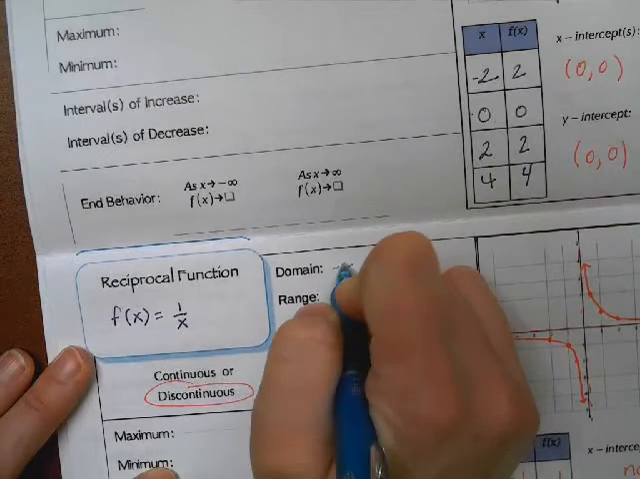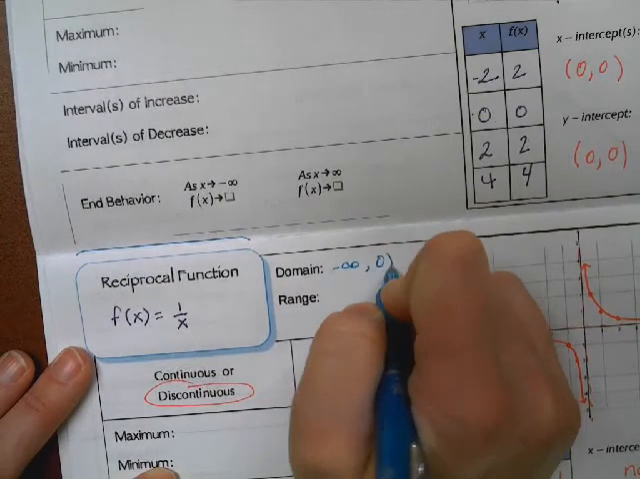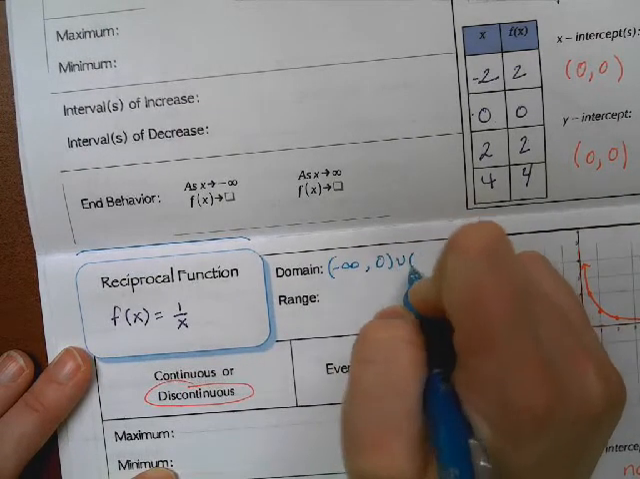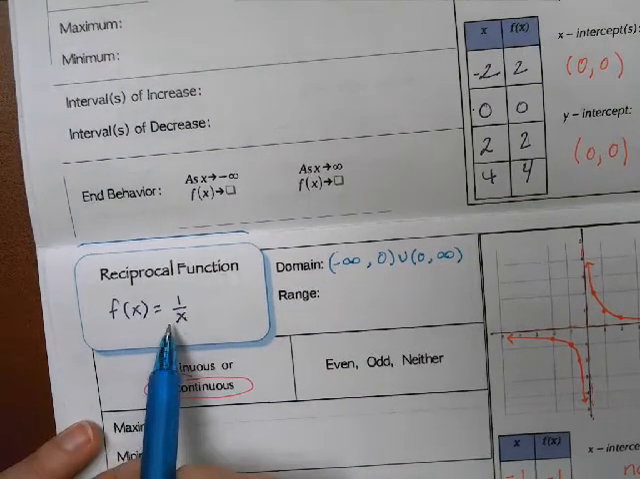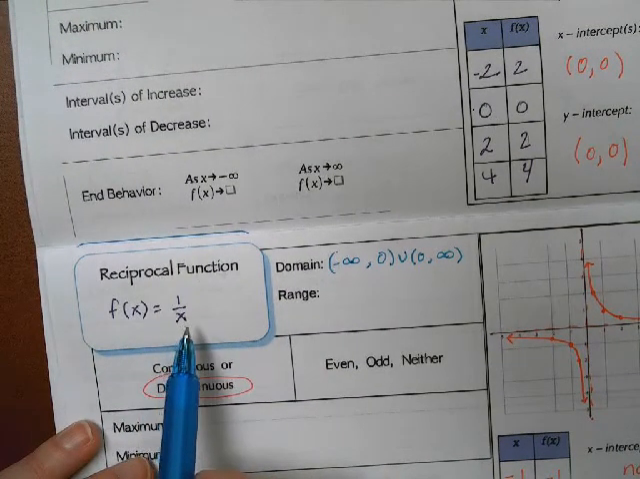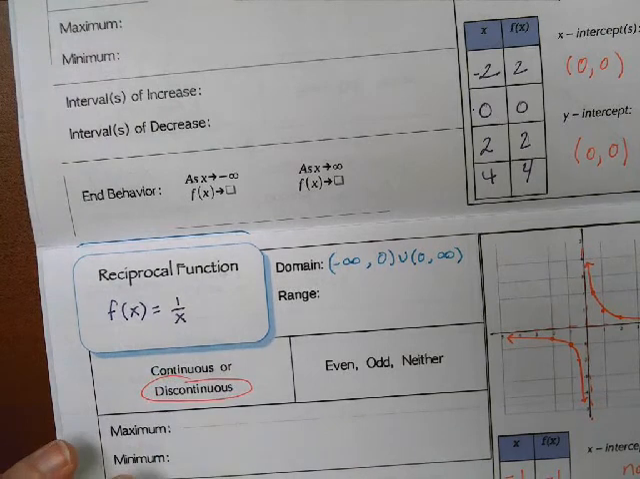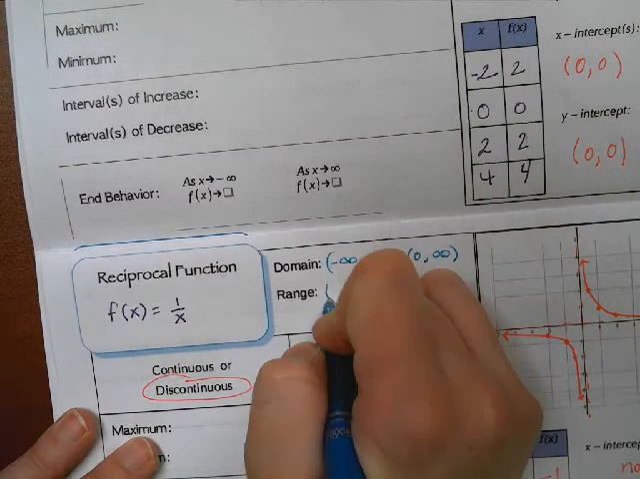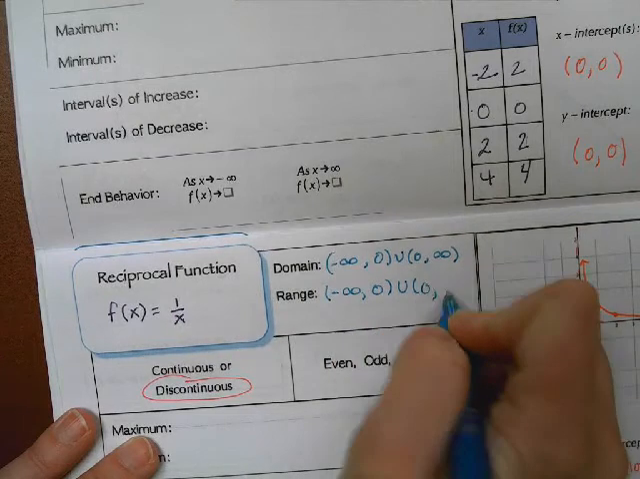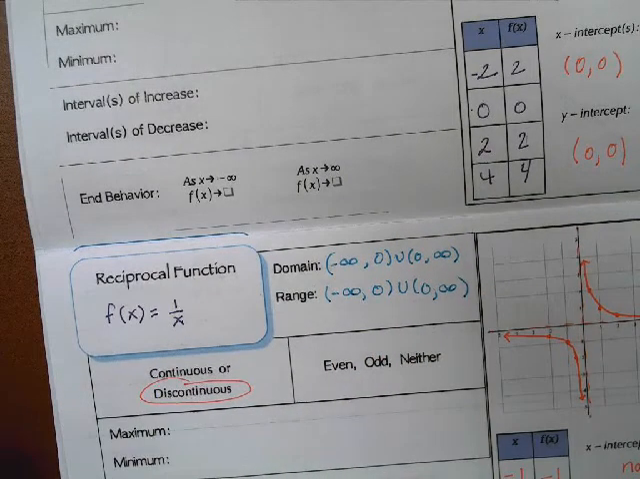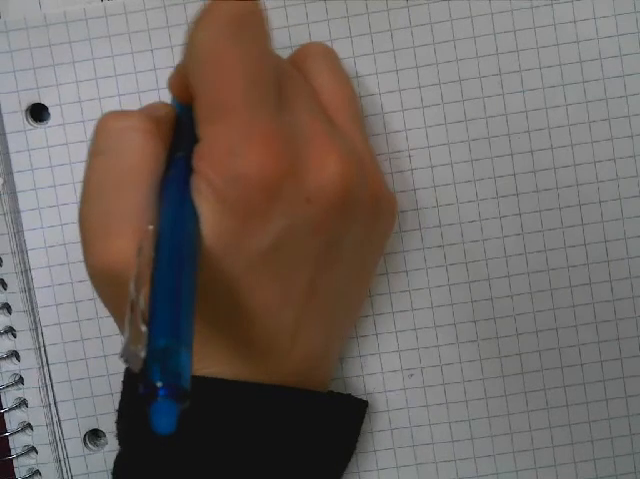This one is negative infinity to 0, but we don't include 0. So we could put in any value except 0 into this function. We'll get out any value except 0. Right? So let me give an example.